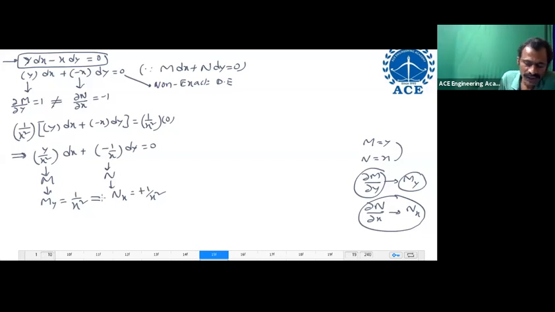From this, we can say that non-exact can be made exact after multiplying with one function. So here, this function 1 by x square is called an integrating factor. If you are able to convert non-exact to exact by multiplying some function, then such a function is called an integrating factor.